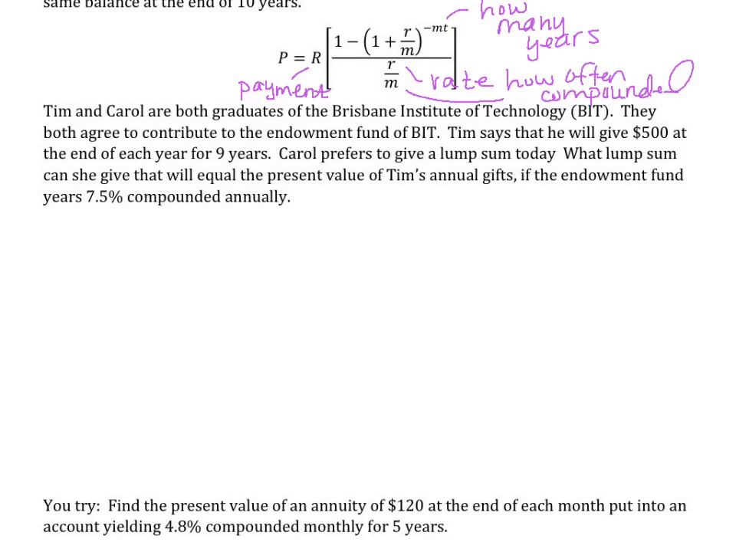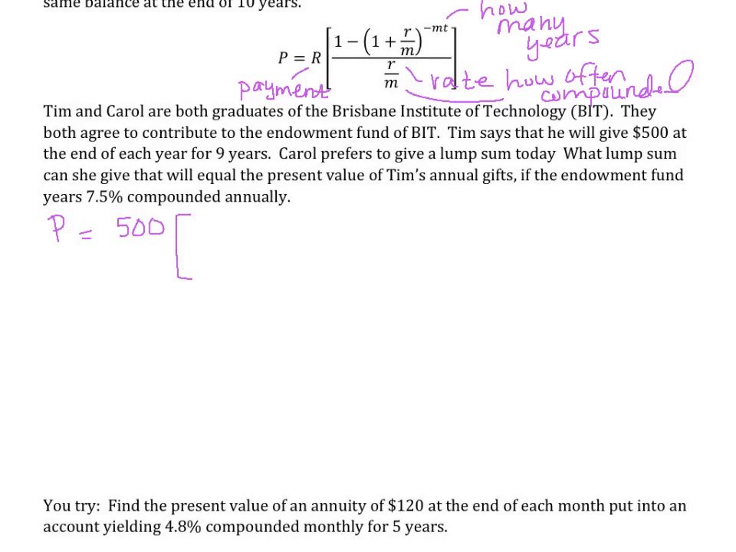If the endowment fund is at 7.5% compounded annually. So we need to find out how much she has to give today in order to equal the same amount that Tim is contributing. So Tim is currently contributing $500.